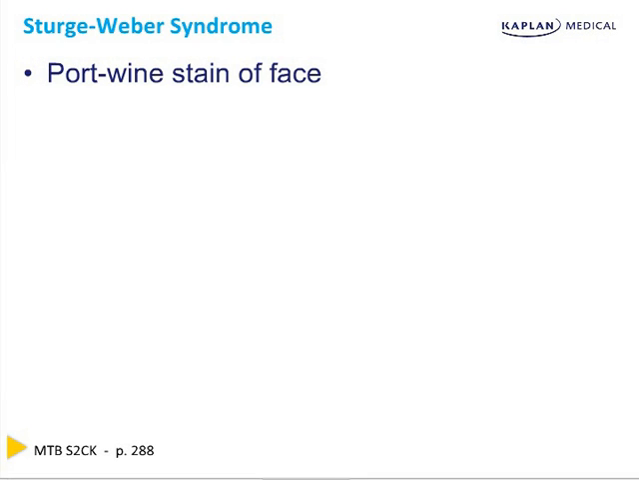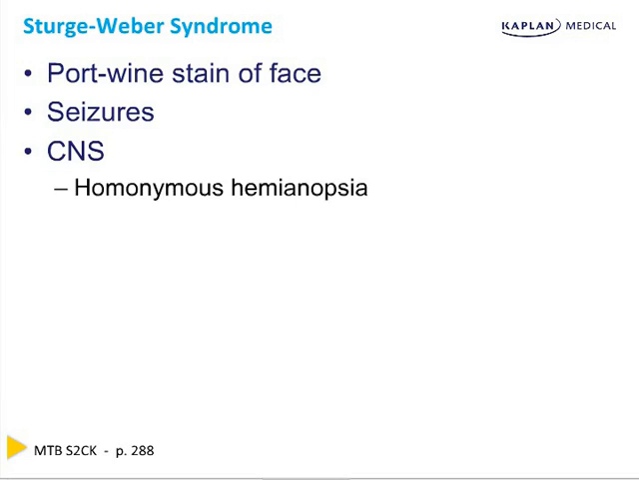Now, Sturge-Weber syndrome is a port wine stain on the face. There are seizures and CNS abnormalities, homonymous hemianopsia. That's where you lose half the visual field of each eye. You will not detect that unless you do detailed eye examinations and visual fields. You can also have paralysis of one half of your body.